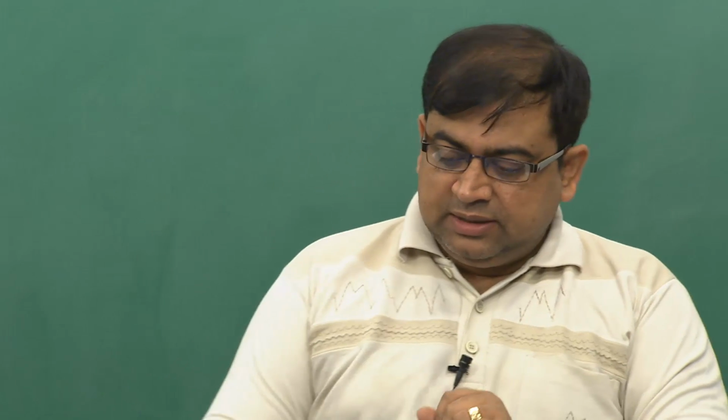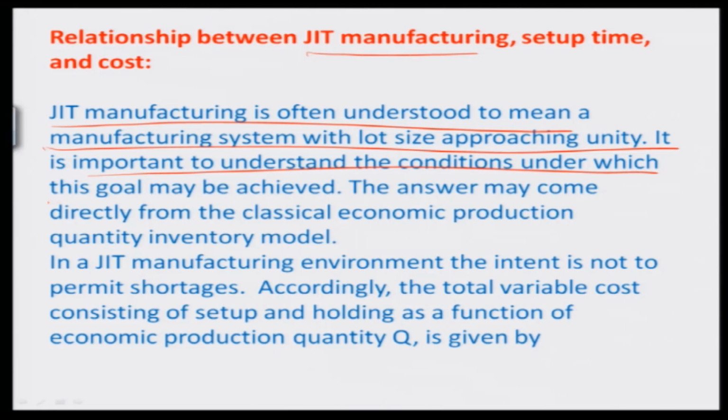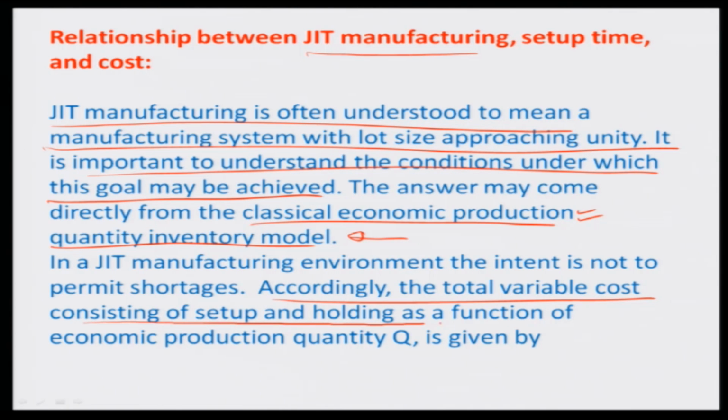Okay, so it's important to understand the conditions under which this goal may be achieved, and the answer may come directly from the classical economic production quantity inventory model. Now this is something which has really emerged from MRP or materials requirement planning. I'm not going to go into the details of how you arrive at this economic order quantity or the economic production quantity inventory model, and accordingly the total variable cost consisting of setup and holding as a function of economic production quantity Q is also provided.